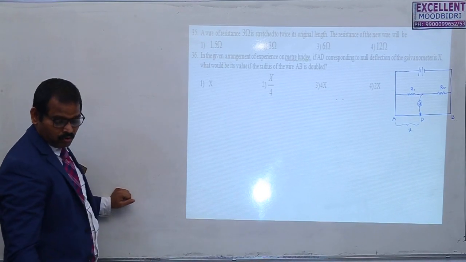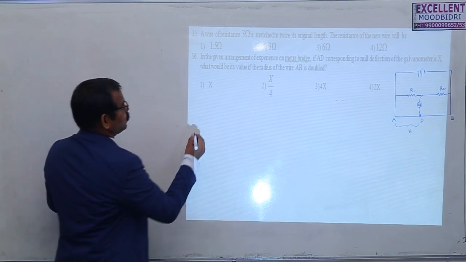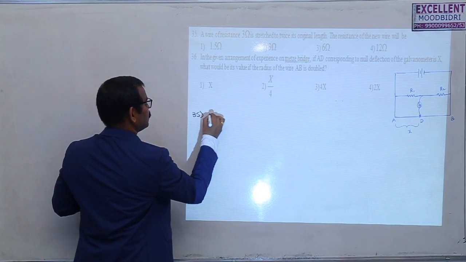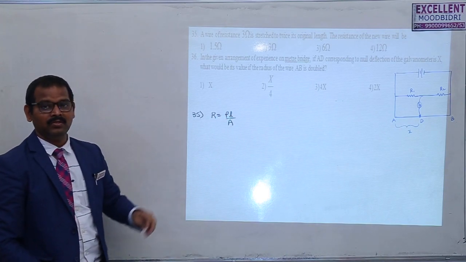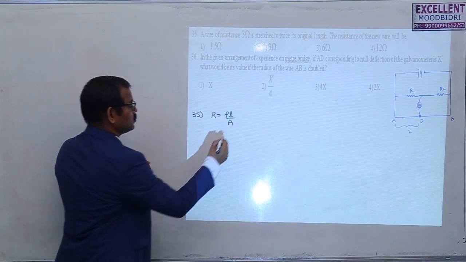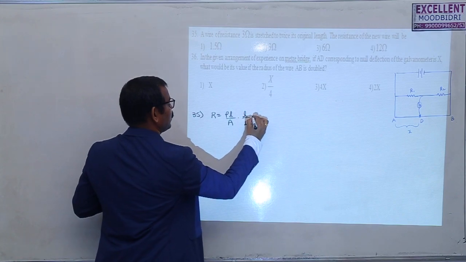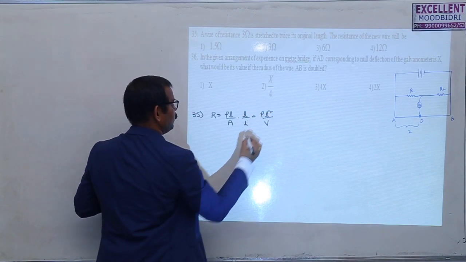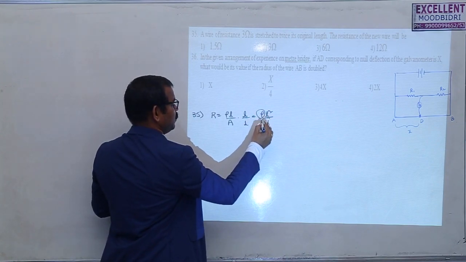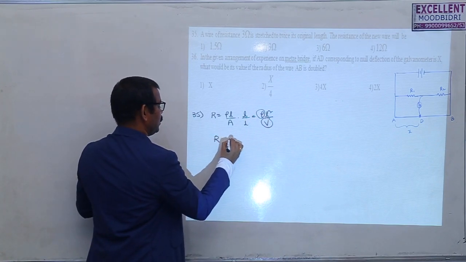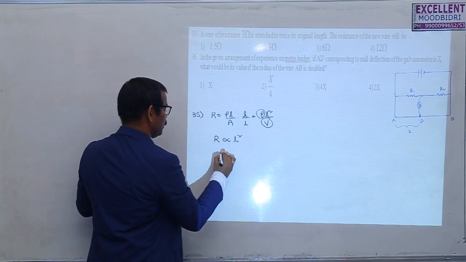A wire of resistance 3 ohms is stretched to double its original length. So resistance R is equal to rho L by A. Here only length is given, area is not mentioned. So multiply and divide with the length, and you will get rho L square by V. Whenever a wire is stretched, resistivity will not change, and the volume of the wire will not change. So R is directly proportional to L square.